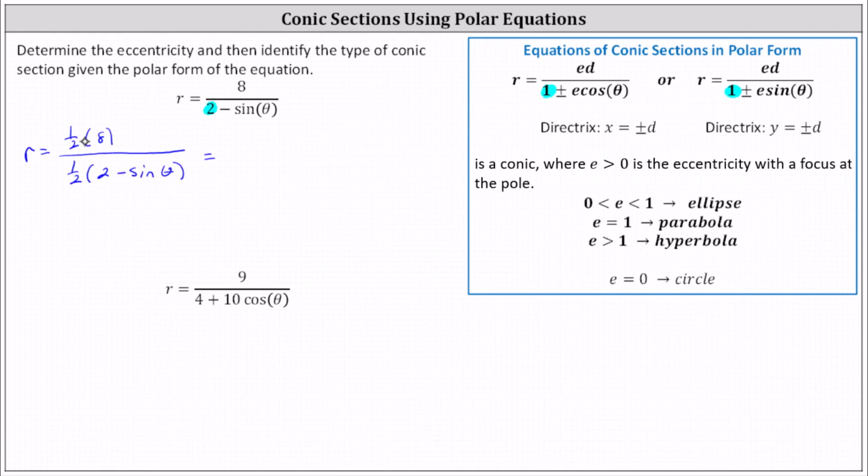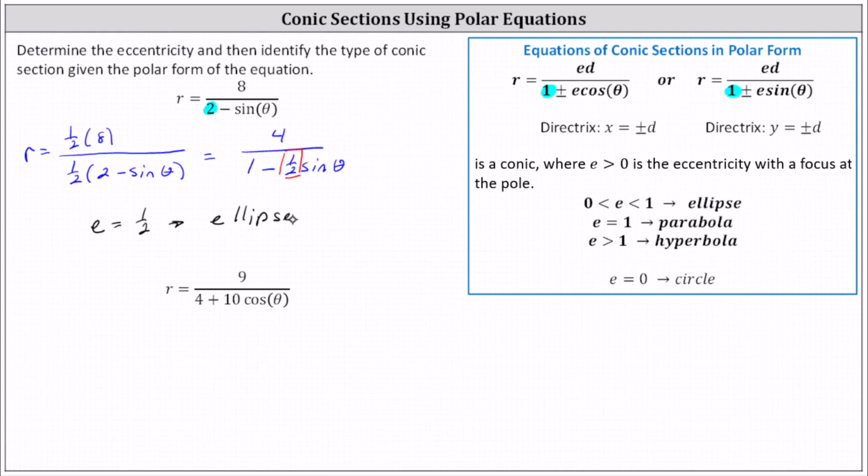Multiplying 1/2 times 8 is 4. We have 4 divided by, distributing 1/2, 1/2 times 2 is 1, and then minus 1/2 sine theta. Now that we have the polar equation in the correct form, notice the eccentricity e is equal to 1/2. Because the eccentricity equals 1/2, we know the graph of the polar equation is an ellipse.